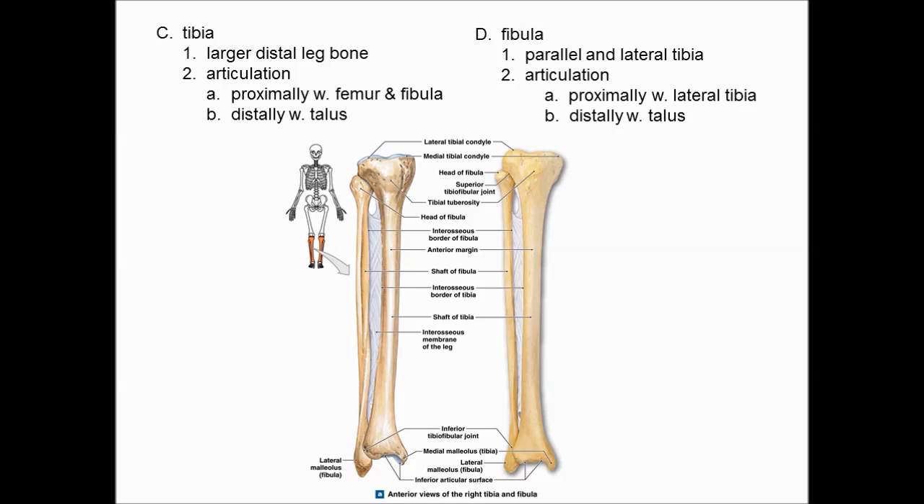And distally, the tibia articulates with a large bone in the foot called the talus, which we'll show you in a second. The fibula is the more lateral of the two, lateral to the tibia. It articulates proximally only with the tibia once again, it doesn't go all the way up to the femur, and it also articulates distally with the talus.